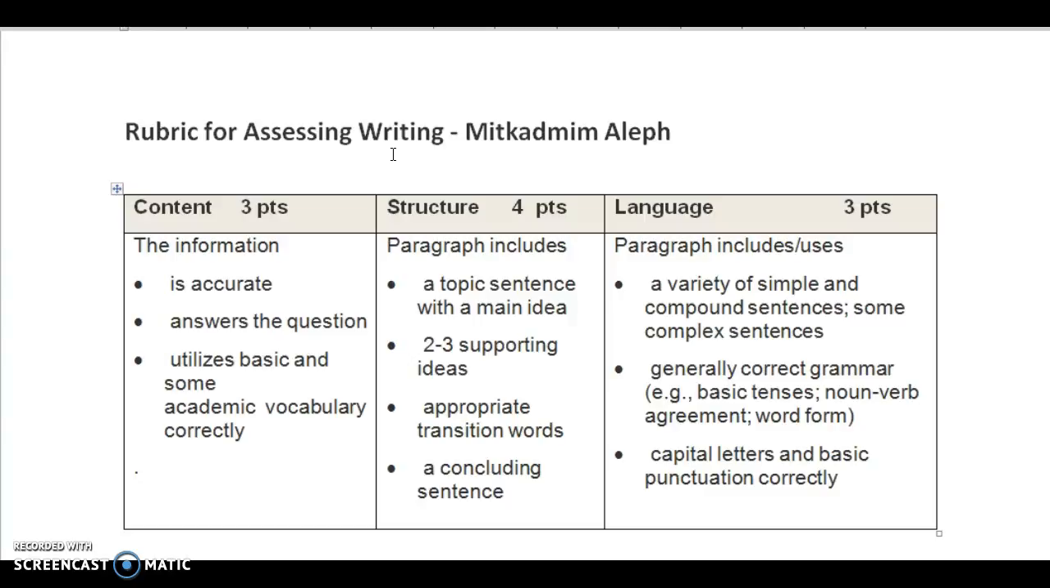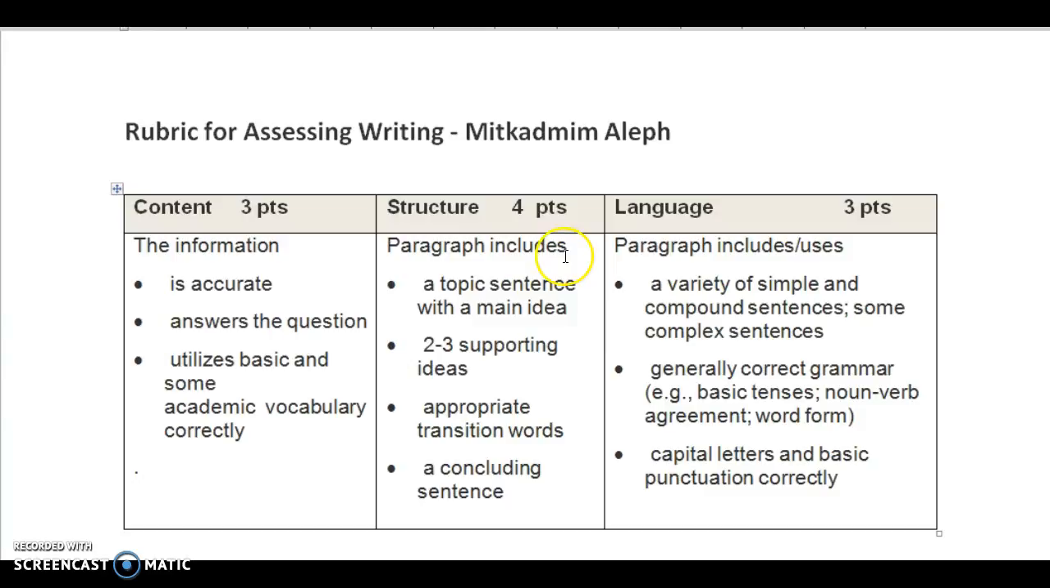First of all, we're looking at three things: the content, the structure, and the language. Now, what do we mean by content? By content, we mean that the information is accurate, it's correct, that the question has been answered, and that you use vocabulary that is somewhat academic, that it relates to the topic that you're writing about, that it's used correctly. The other thing we're looking at is structure, the organization of information.